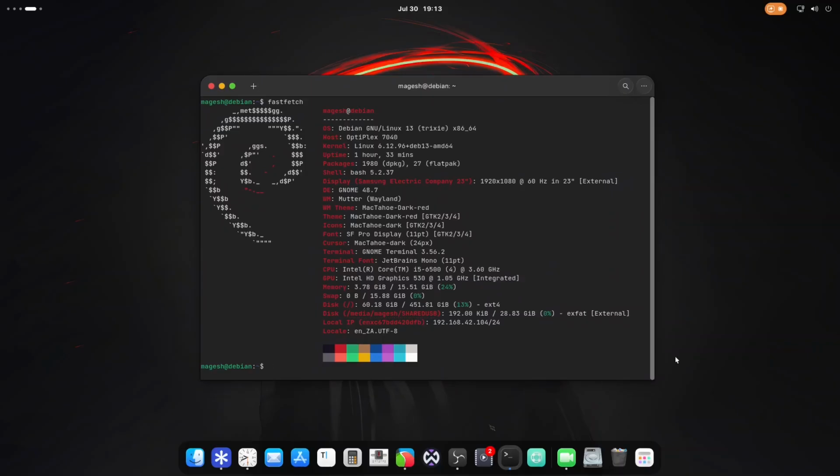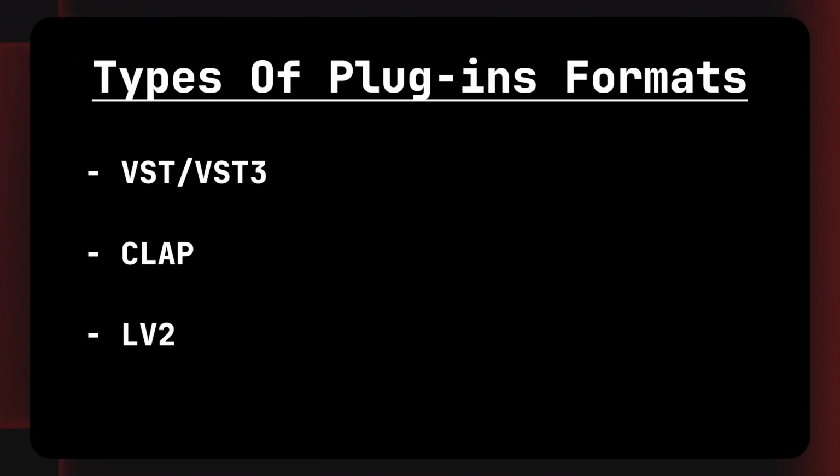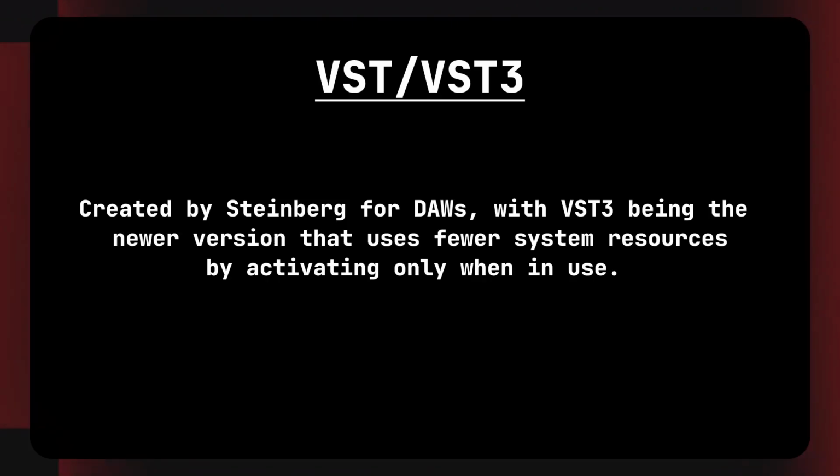Step number 3 is plugin formats. Plugins usually come in 3 formats, which are .vst or .vst3, LV2, and a clap version. VST and VST3 are both audio plugin formats created by Steinberg for digital audio workstations, with VST3 being a newer version released in 2008 that uses fewer system resources by activating only when in use. Most DAWs support both, but VST3 is generally preferred for its efficiency and modern features.